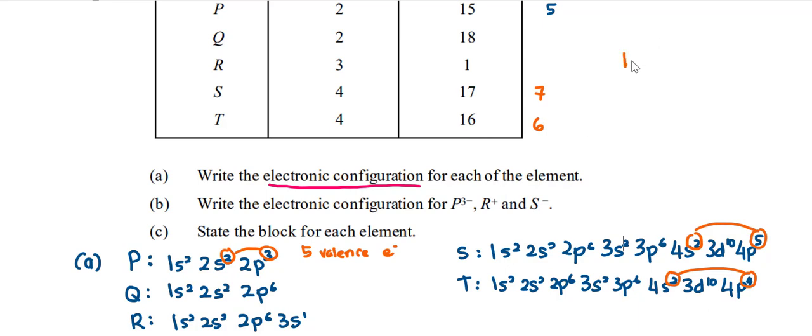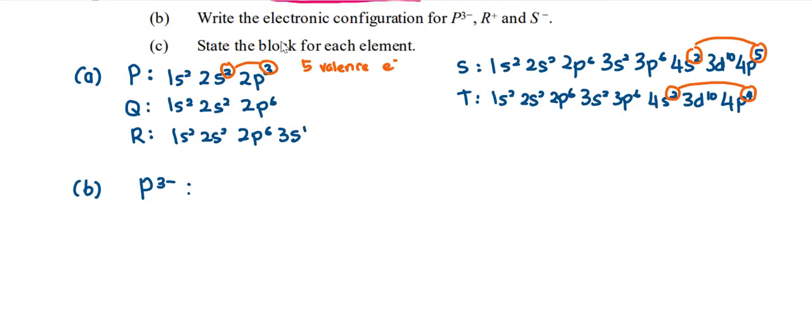Sebab, okay, dalam blok S, element blok S adalah untuk group 1 dan group 2 sahaja. Okay, blok P pula, daripada group 13 sampailah group 18. Okay, untuk D blok, dia adalah daripada group 3 sampai group 12. So, 17, 16, 18, 15 semuanya adalah blok P.